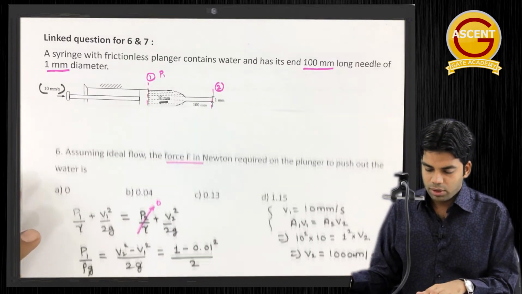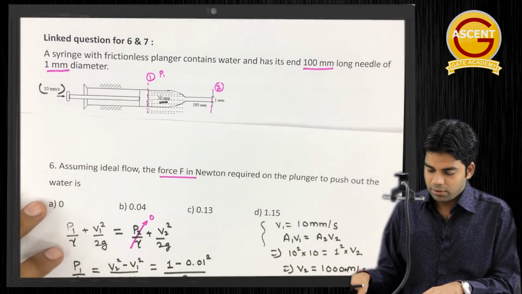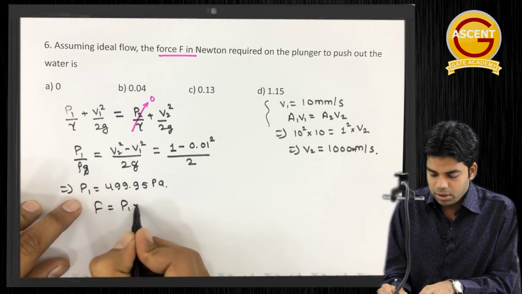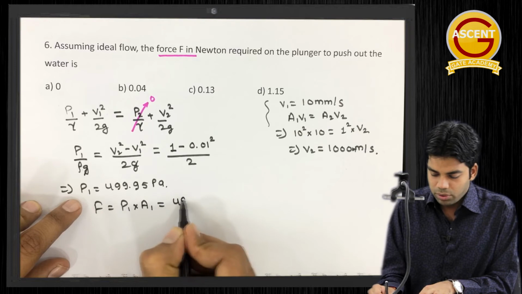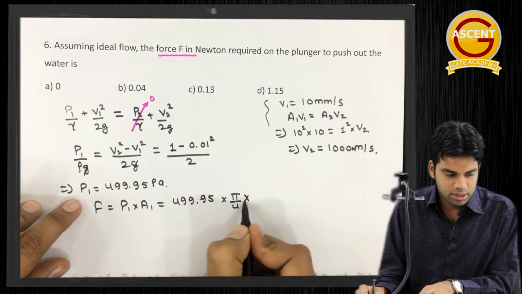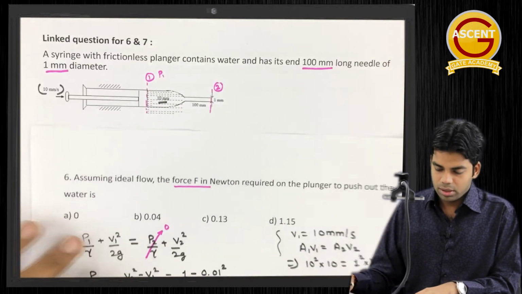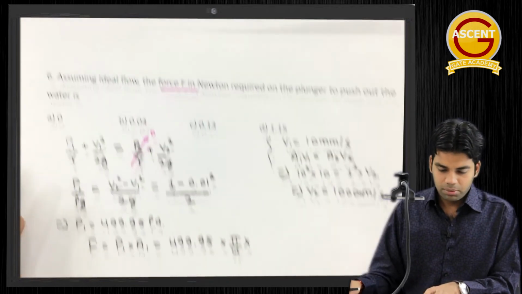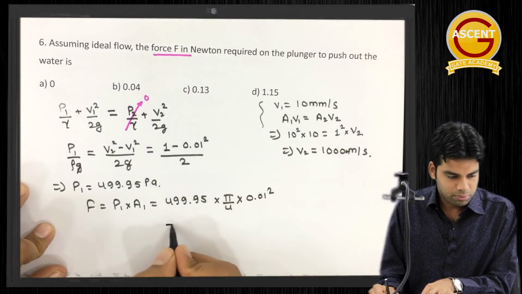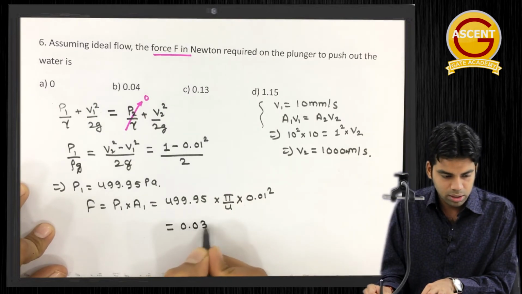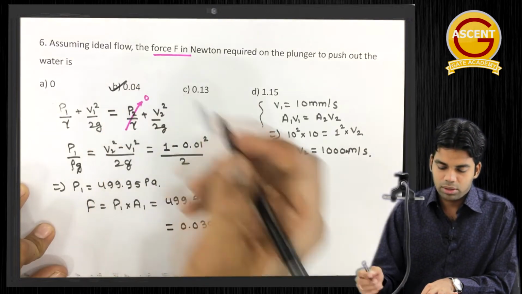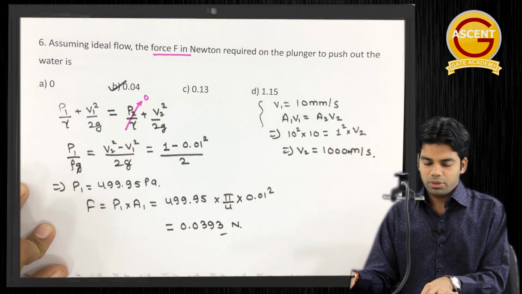So once we have got the value of pressure, obviously we can determine the value of force. This force is equal to pressure P1 into A1. So this will be 499.95 into A1, which is pi by 4 into d square, and diameter here is given as 10 mm. So pi by 4 into 0.01 square. So the force will be equal to 0.0393 Newton or approximately 0.04 Newton. So the answer should be B, first thing.